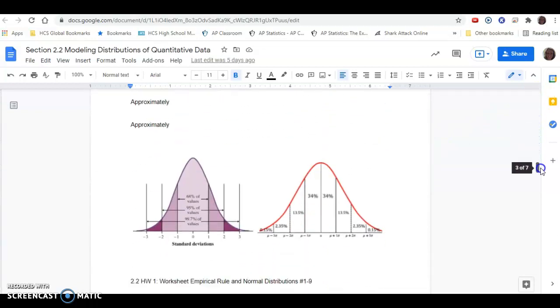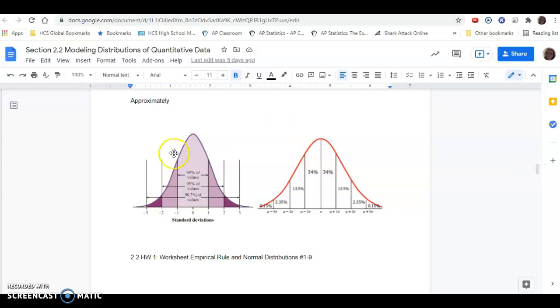Empirical rule and the guided notes, I gave you these two pictures, and the gist of these two pictures was that anything that's normally distributed, 68% of values will fall within one standard deviation of the mean. 95% of values will fall within 2 standard deviations, and 99.7% of values will fall within 3 standard deviations of the mean. This is just a rule of thumb if you don't have a calculator.